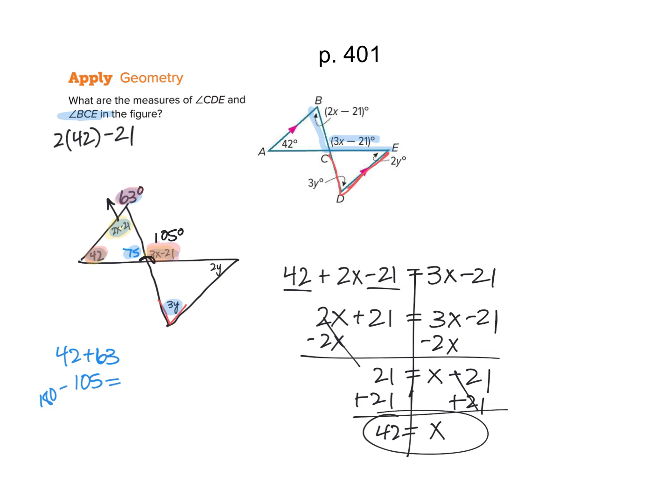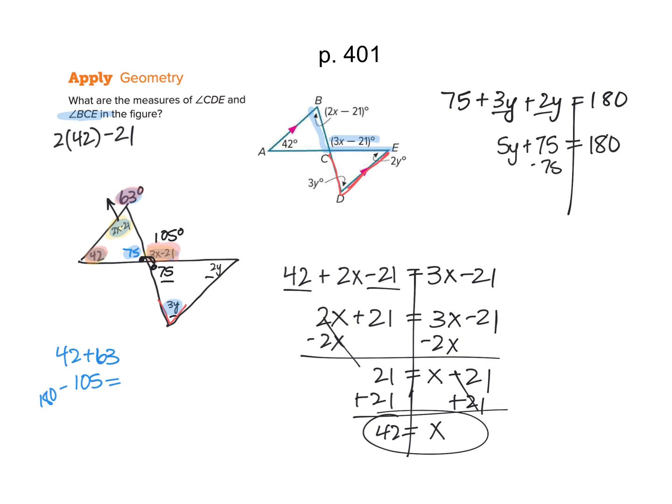Now, as for the next one, here's what I'm going to do. I know that this angle here and this angle here are vertical. So this one's 75. Now I can see that this and this make a triangle, so they make 180. So I'm going to say 75 plus 3y plus 2y equals 180. I'm going to combine my y's. I have 5y plus 75 equals 180. I'll subtract 75. I get 5y equals 105. And then divide by 5. I get y equals 21.